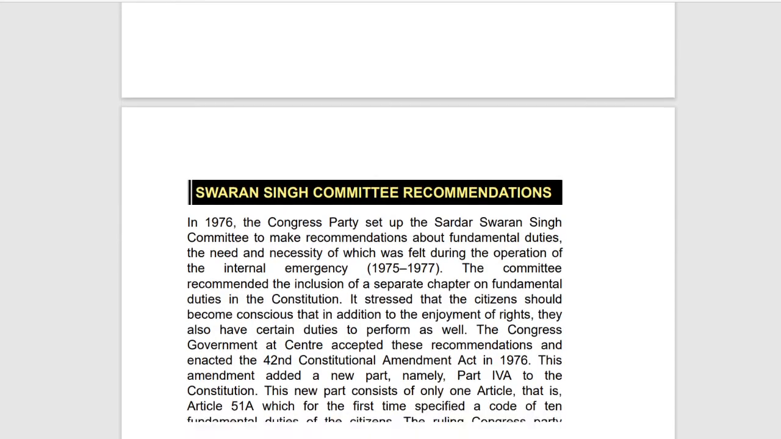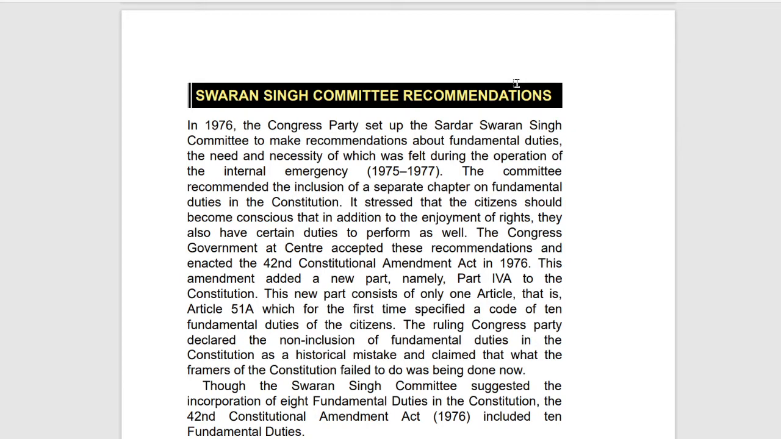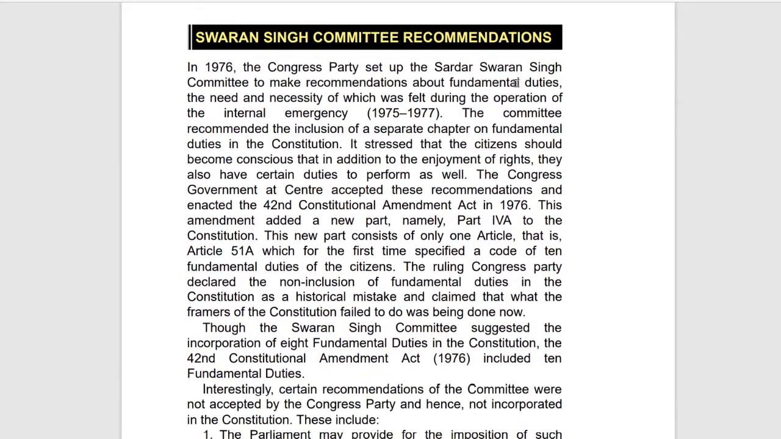Now let us read the second paragraph. So the second paragraph is about the Swaran Singh Committee recommendation. Let us read it.